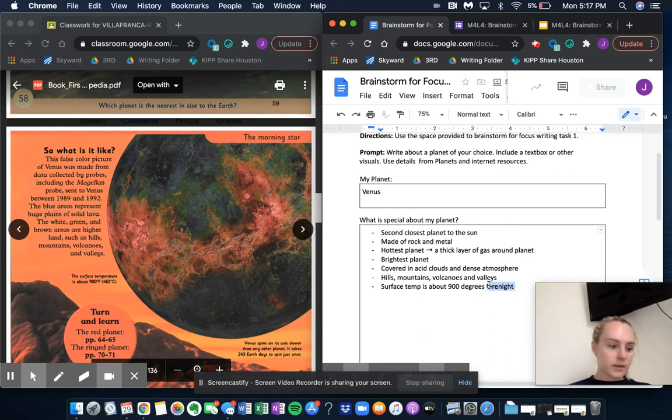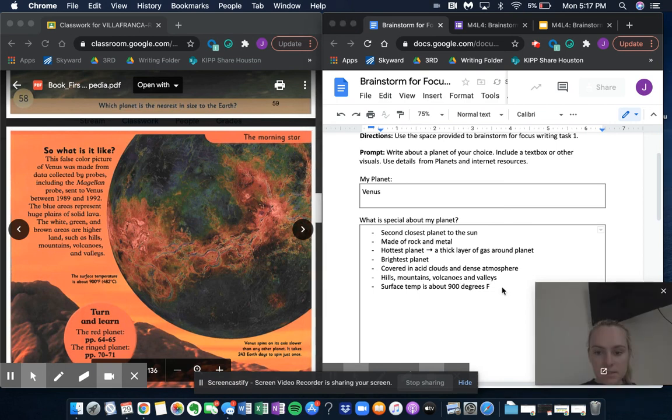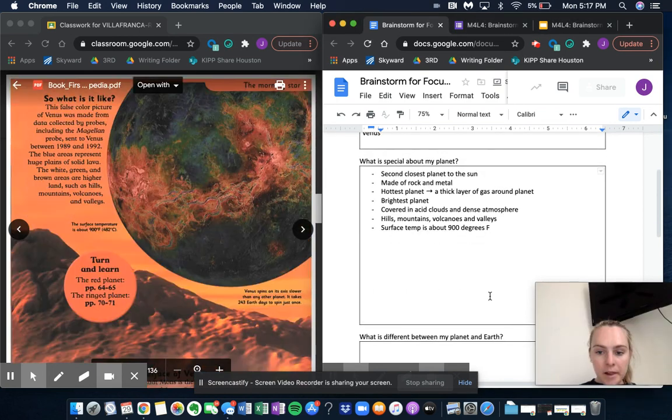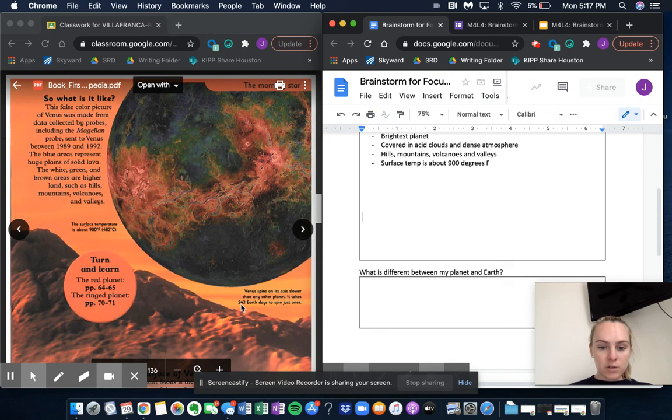Degrees Fahrenheit. Okay. Oh, here, okay, so let's see. Venus spins on its axis slower than any other planet. It takes 243 days to spin just once. Wow, 243 days to spin once. That's really slow.